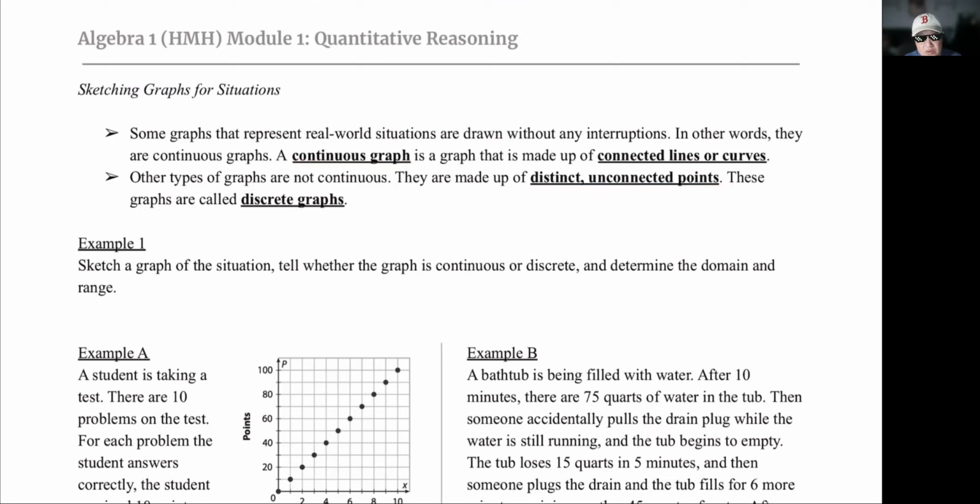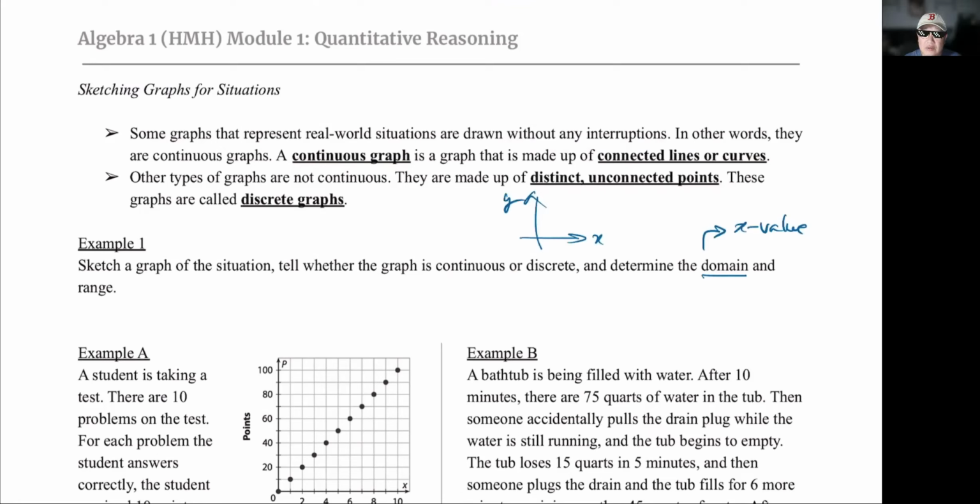Sketch the graph of the situation. Tell whether the graph is continuous or discrete. Determine the domain and range. Okay, so we just described continuous and discrete, but what is domain? Do you guys remember from last year? If you said that is the x value for the xy coordinate system or graph, you're absolutely correct.